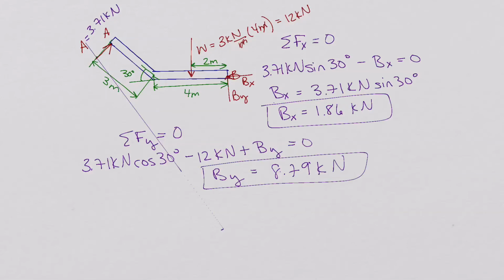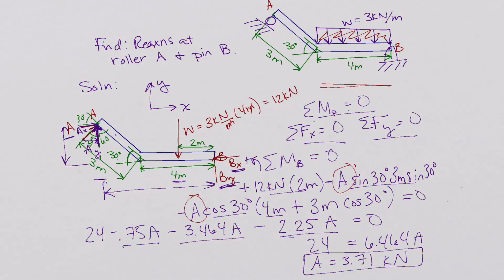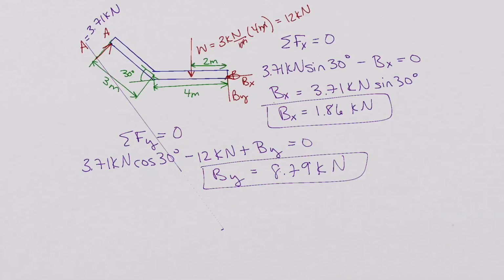Cool. So now I'm just going to go back to my find statement. It said to find the reactions at roller A and pin B. So we found A, BX, and BY. So we're all good to go.